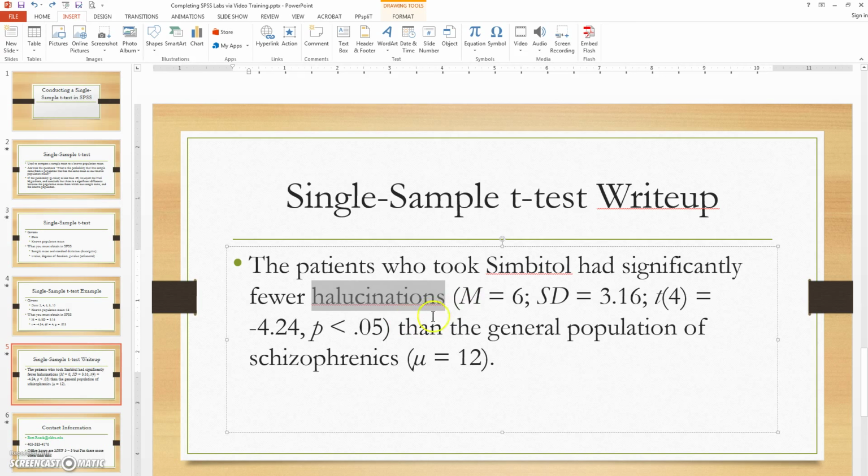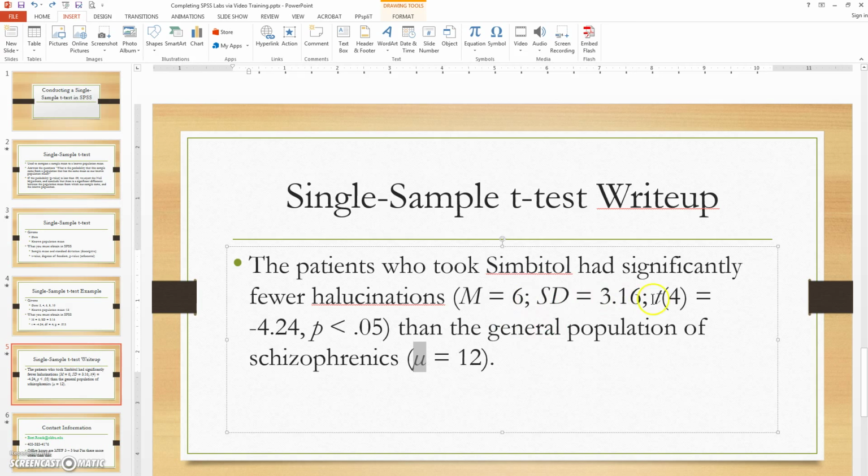In your parenthetical statement, when you give the means and standard deviations or any equation, equal sign, greater than, less than, a space always goes before and after the symbol or the equation. And any statistics are italicized. So mean, standard deviation, T, P, population mean, those are all in italics.